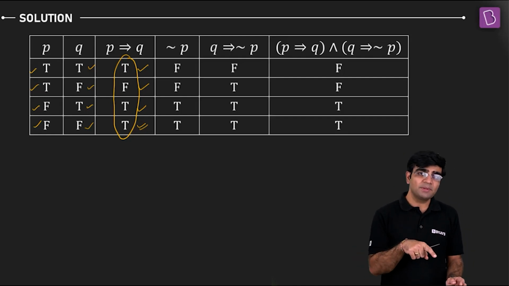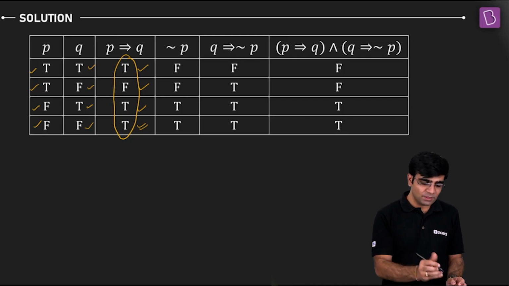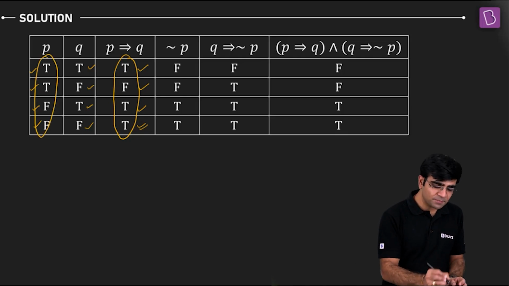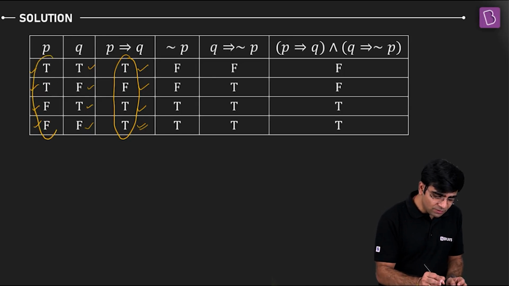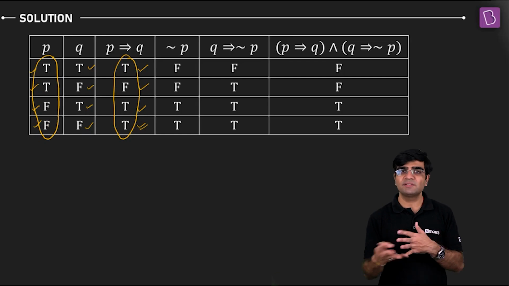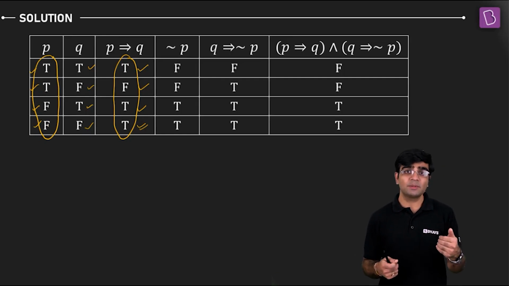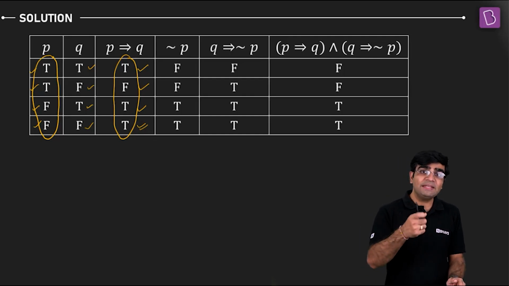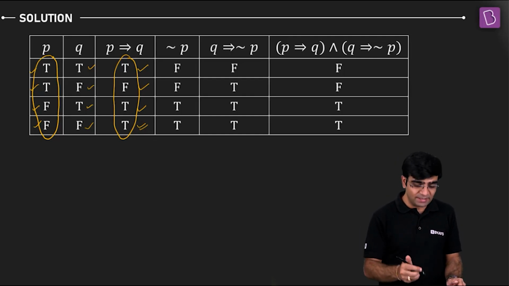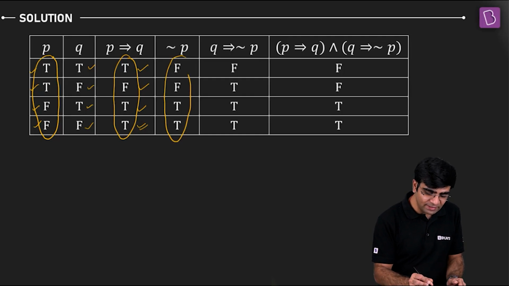Now I have P. P was T, T, F, F. Can you see this P? What will I be doing? I'll be just changing it for the negation of P. So what does negation do? It reverses the statement, right? If a statement is true, the negation of true is what? False, of course. So if I have T, T, F, F, it will become F, F, T, T.